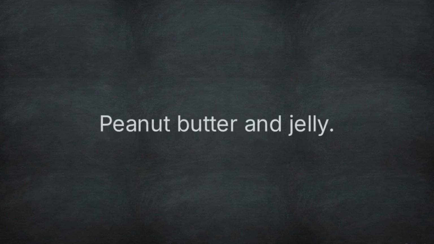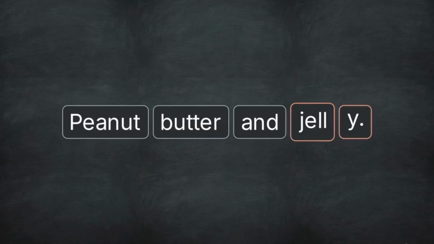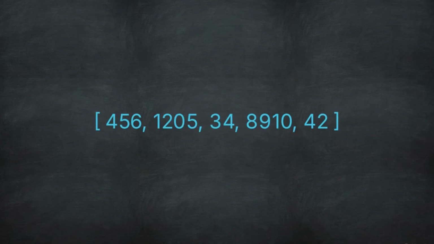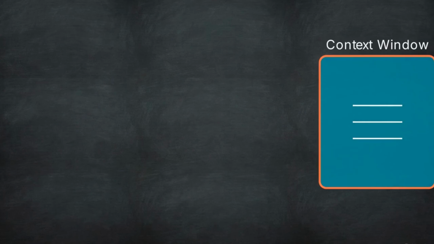Take the phrase peanut butter and jelly. The system fractures the text into distinct subwords and punctuation. Each chunk is mapped to a unique integer ID within the vocabulary. The model processes these integer arrays exclusively, ignoring the original text.